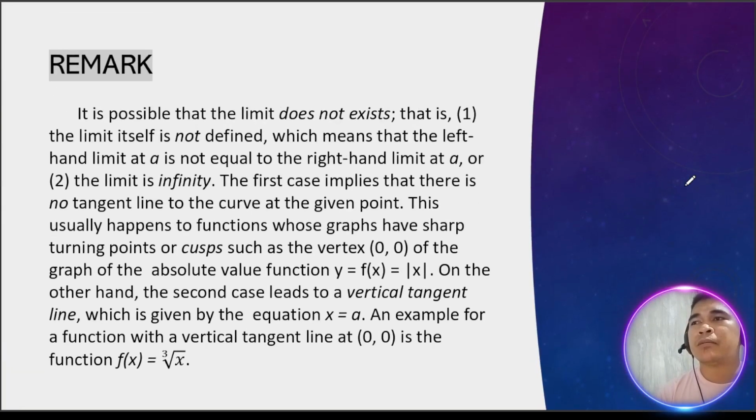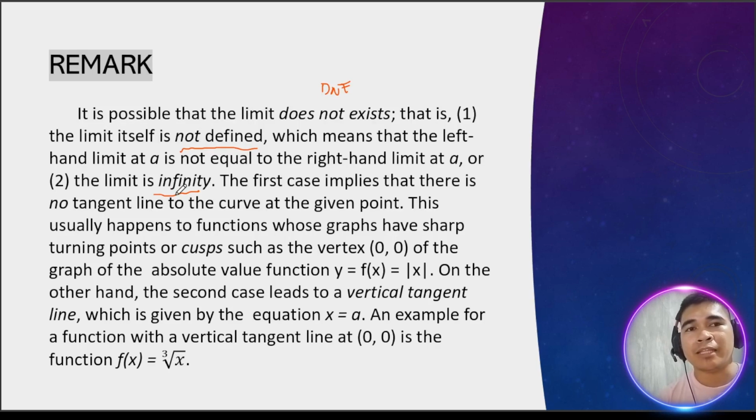Remark, it is possible that the limit does not exist. First, the limit itself is not defined. So undefined, that's automatic, DNE, or does not exist, which means that the left hand limit at a is not equal to the right hand limit at a. Or the limit is infinity. So we have two cases where the limit does not exist.